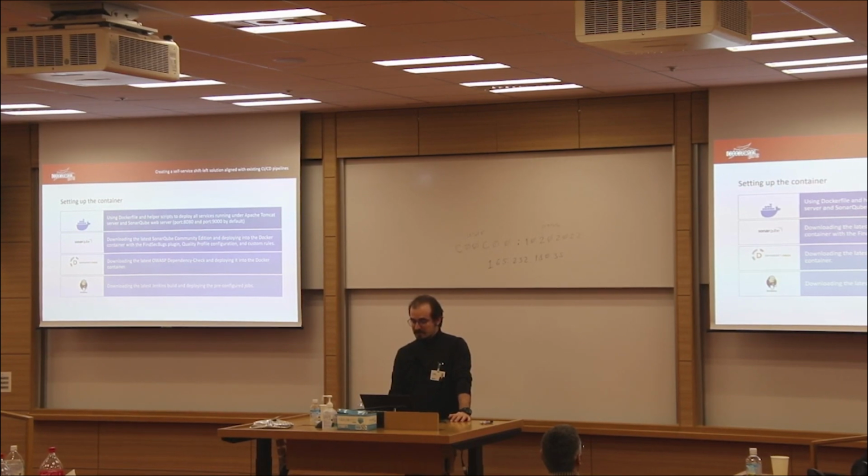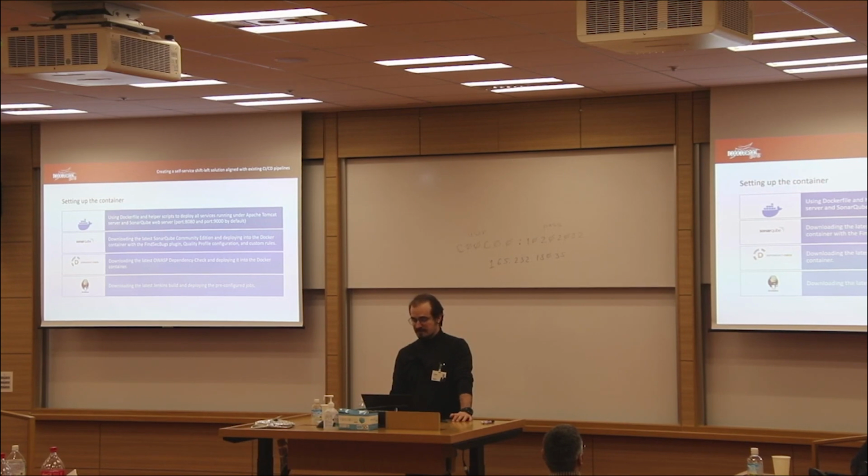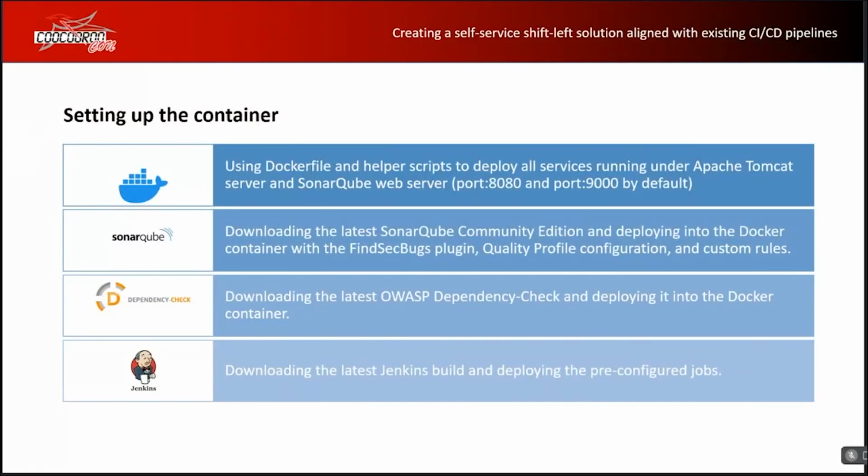To add the SonarQube Community Edition, we pre-configured the quality profile in SonarQube by adding the Find Security Bugs plugin and some additional custom rules we developed ourselves for SonarQube. The OWASP dependency check package is also pulled from their own repository and added in the container as well. And after downloading the latest Jenkins build, we added the latest pre-configured jobs, the jobs folder, running under the Apache Tomcat server.